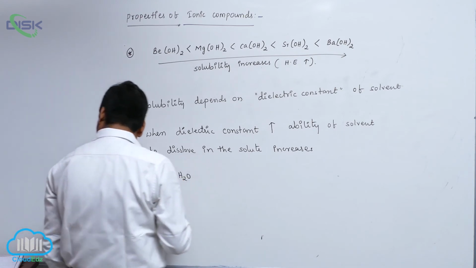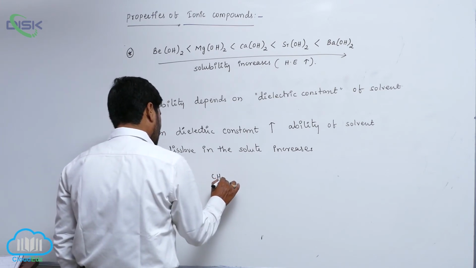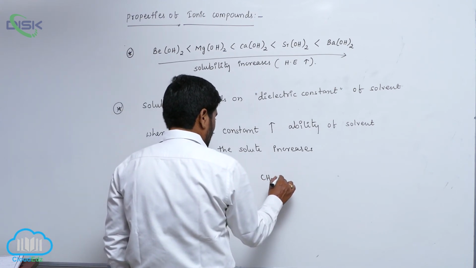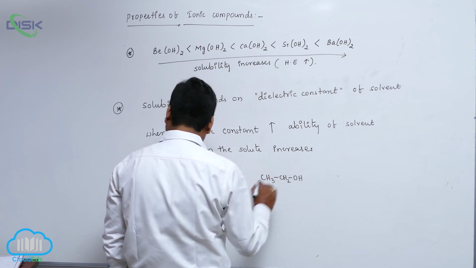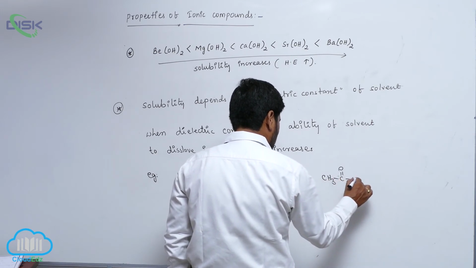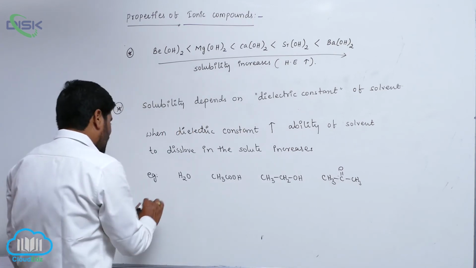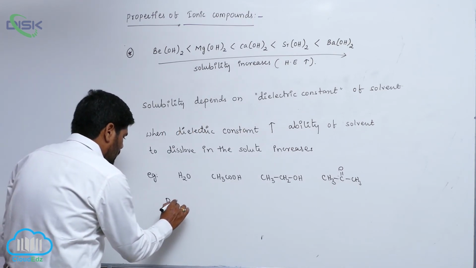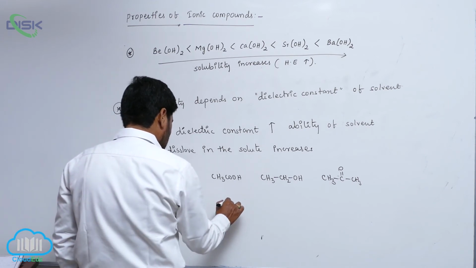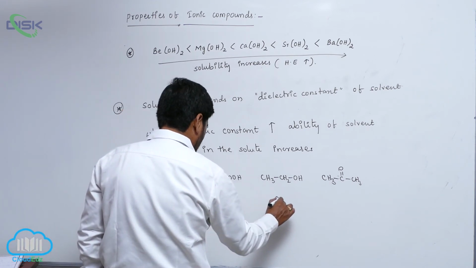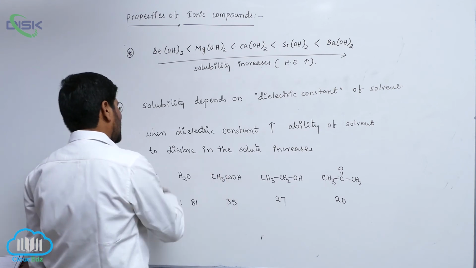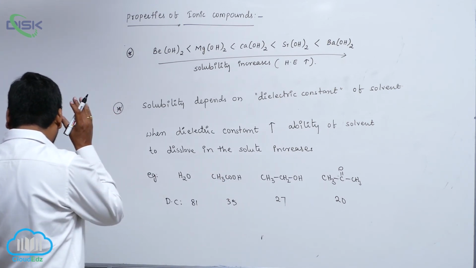So therefore, for example, H2O, acetic acid, ethyl alcohol, the next one is acetone, CH3 C double bond O, CH3. Dielectric constant values are 81 approximately, this is 35, this is 27, the last one is 20. So therefore, which one is easily soluble? Water has high dielectric constant.